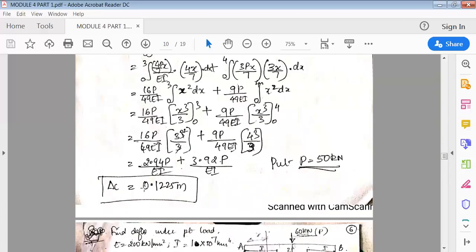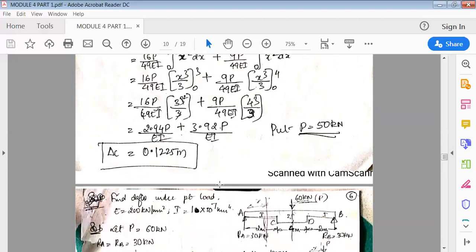So when you solve this, you'll get delta C is equal to 0.1225 meter. So the answer is positive. That means the deflection is downward.